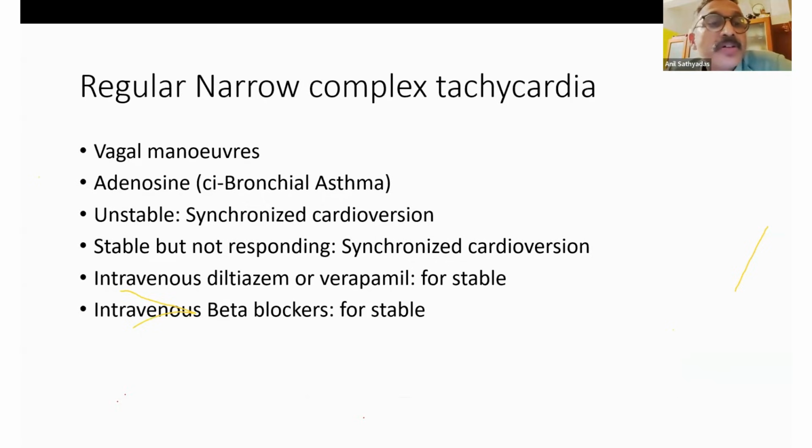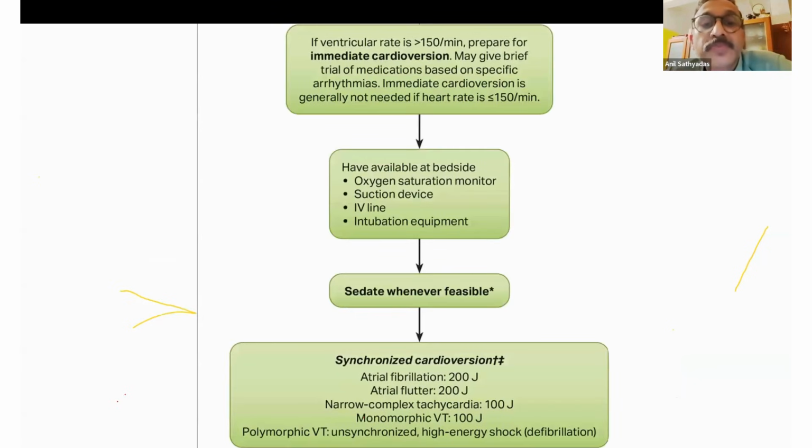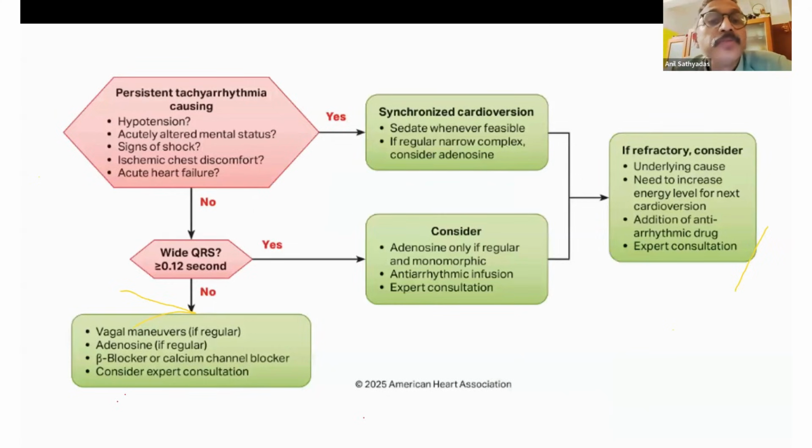Coming to narrow complex, the treatments include vagal maneuvers. Adenosine, again, is the drug of choice, but it's contraindicated in bronchial asthma. Any unstable patient, you could straightaway go for synchronized cardioversion. Stable but not responding, again, is an indication for cardioversion. Diltiazem, verapamil for stable, and beta blockers can also be given. Whenever you give cardioversion, give some sedation like midazolam or fentanyl before you do that. Okay, these are the algorithms for tachycardia.